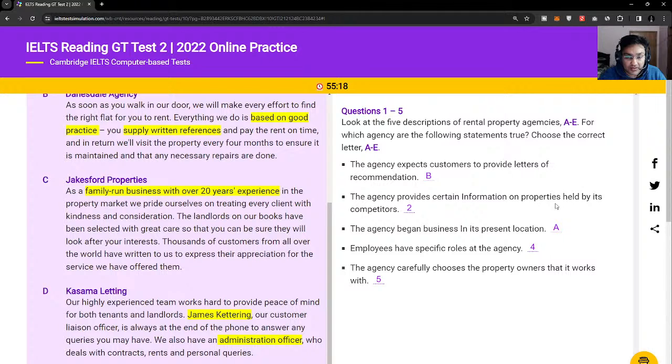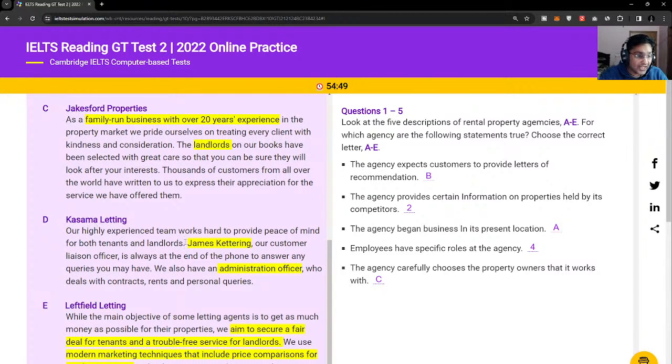The agency provides certain investment properties held by its competitors? No. Employees have specific roles at the agency? No. The agency carefully chooses the property owners that it works with. So property owner is another synonym for landlord. You see how we are matching it? And the answer for 5 is C. Now we are left with 2 and 4.